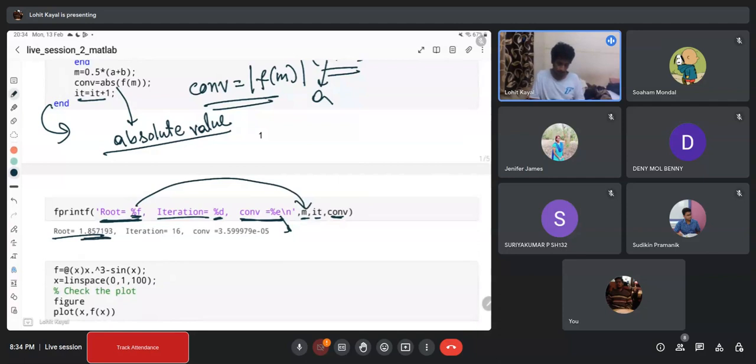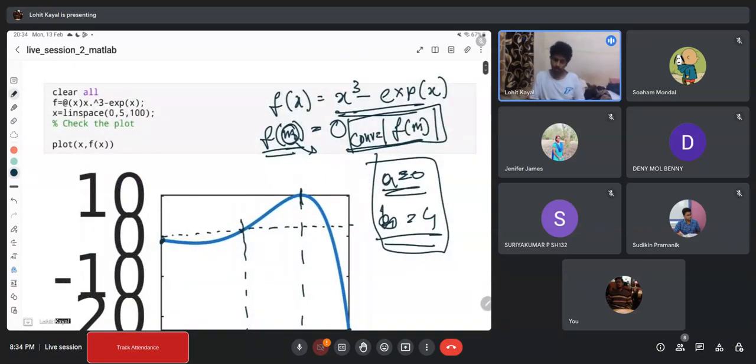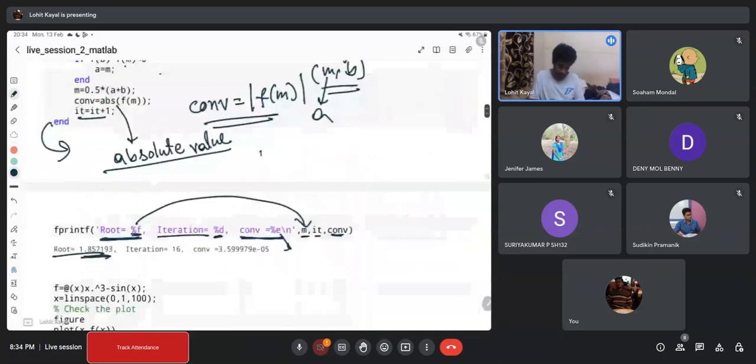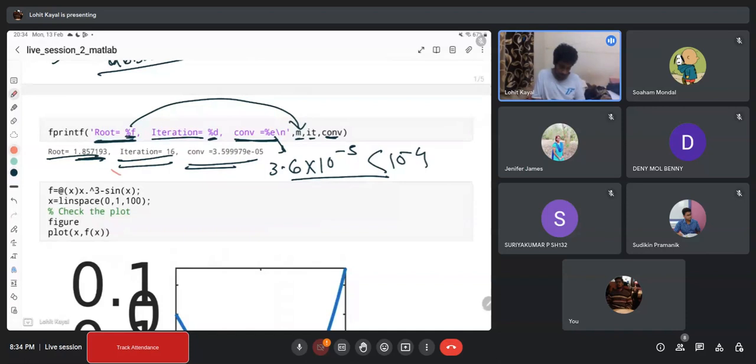It appears as 1.857193. This is the solution for this function x cube minus e to the power x. And see, the total number of iterations is 16. And the convergence is approximately 3.6 into 10 to the power minus 5, which is less than 10 to the power minus 4. Now consider these two things very carefully.